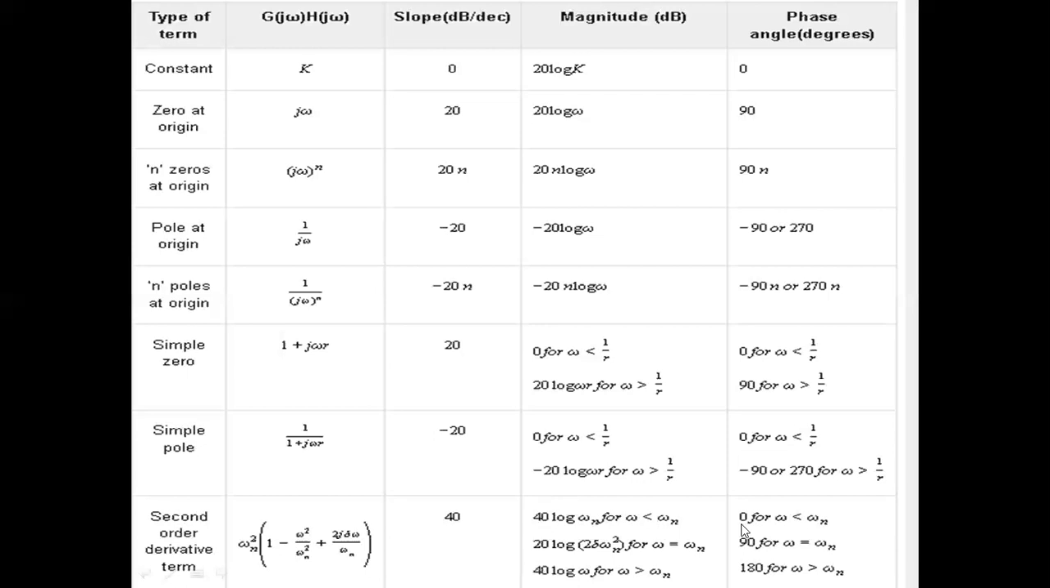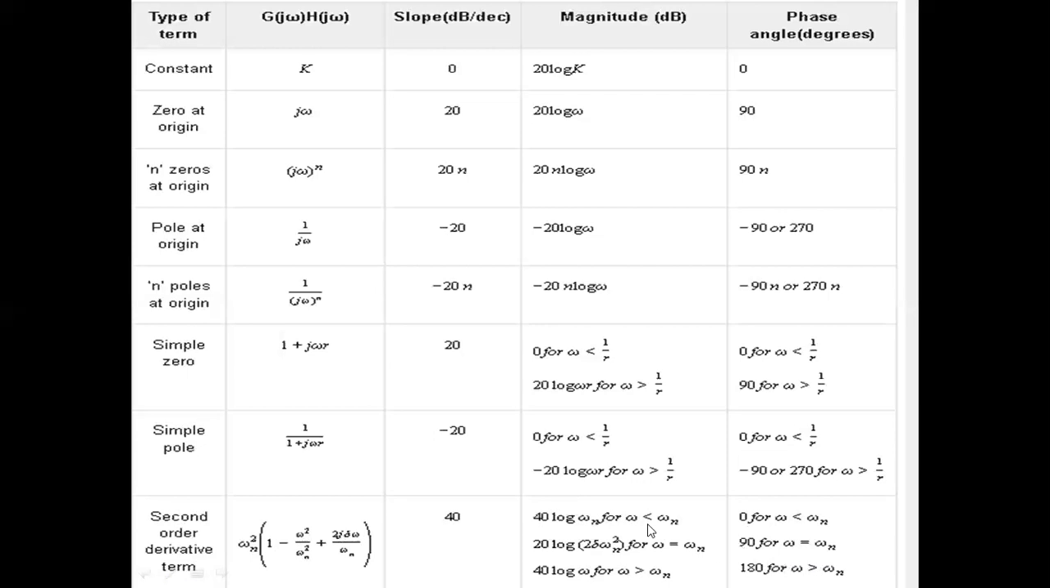And the angle contribution will be 0 for omega less than omega n, and 90 degrees for omega equal to omega n. Here you can see for omega equal to omega n, 1 minus 1 becomes 0, so you'll get only this term. And it will be 180 for omega greater than omega n.